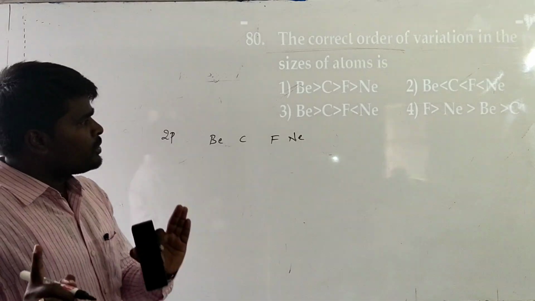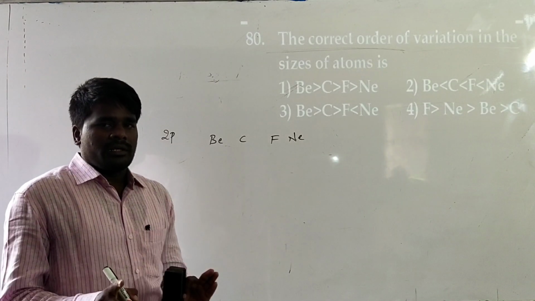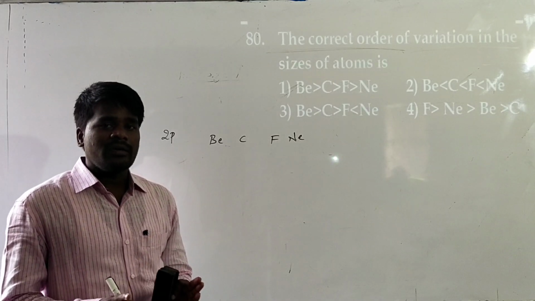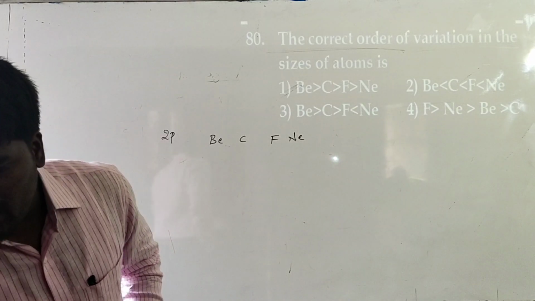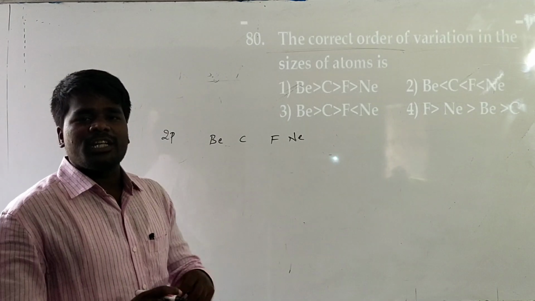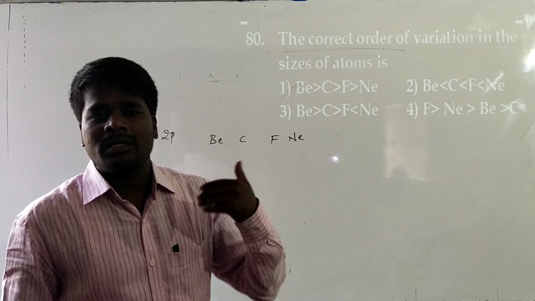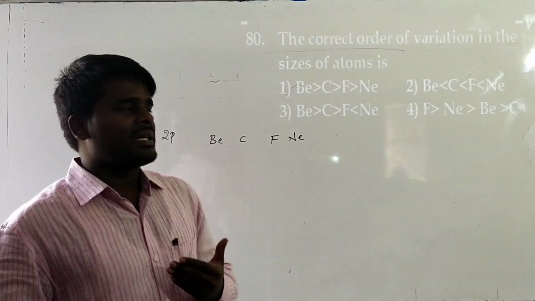But the important thing to be noted down is that in every period, the size of the noble gas element will be the largest. Why? Because for the noble gas elements, atomic radii will be expressed in van der Waals radii, and we know that the van der Waals radii will be larger than covalent radii as well as metallic radii.